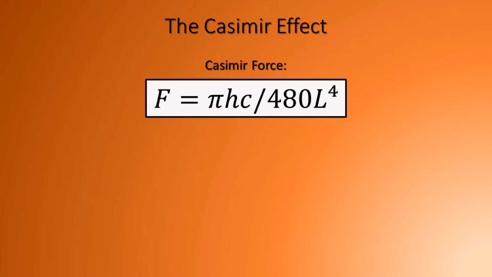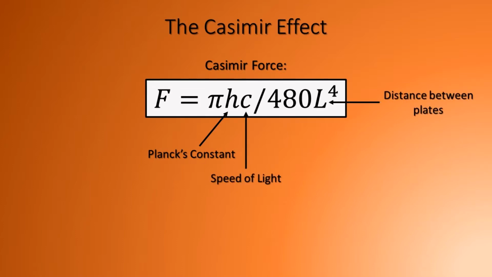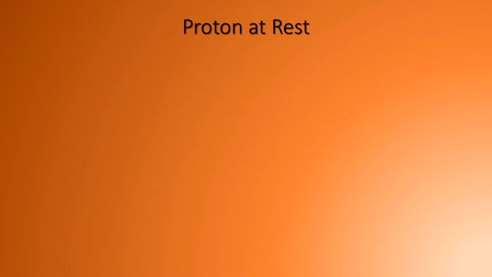Casimir force can be calculated by the equation shown. Here, h is Planck's constant, c is the speed of light, and L is the distance between the two plates. Now we go to the second example, a proton at rest in a vacuum.